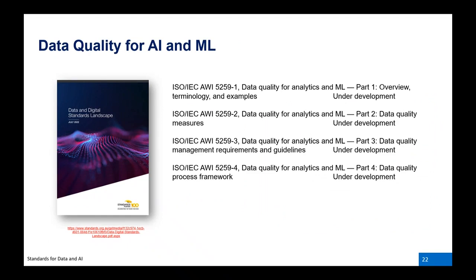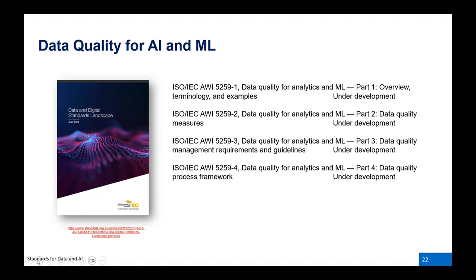Part 1, data quality and analytics for machine learning. So it's an overview, terminology and examples. Part 2, data quality measures. Really, really important. If you ever get into a conversation with someone around data quality, you'll very quickly realize you almost certainly mean different things depending on your background and domain. So being able to say, these are the measures, this is the framework to think about, is really quite important.